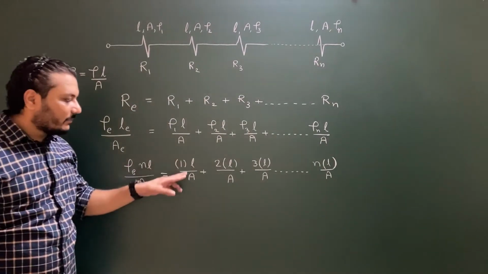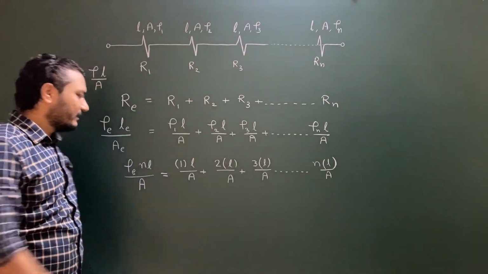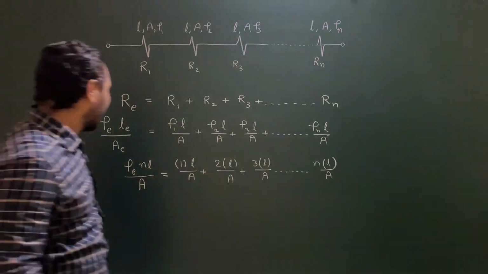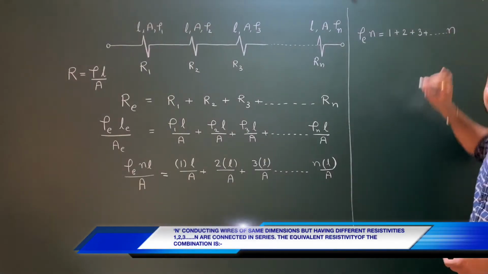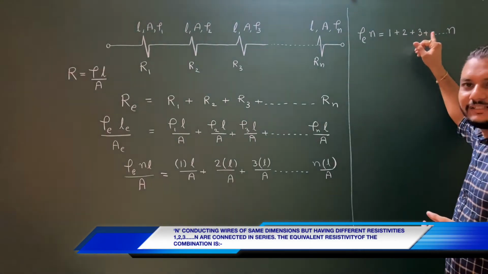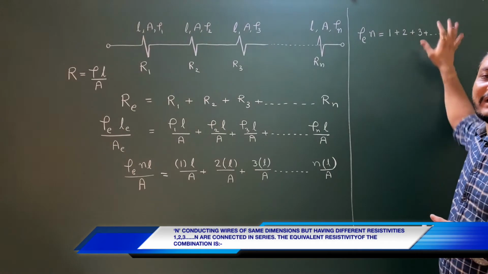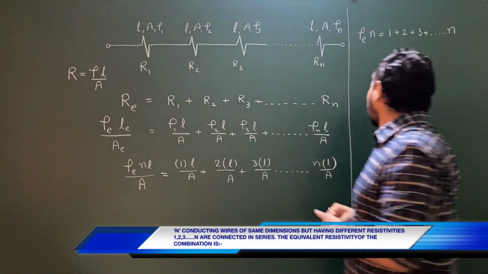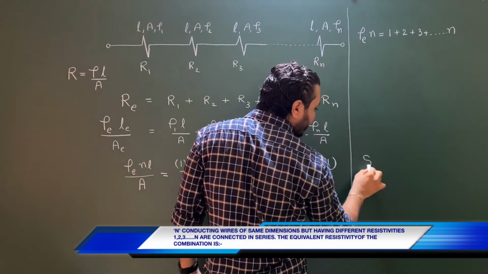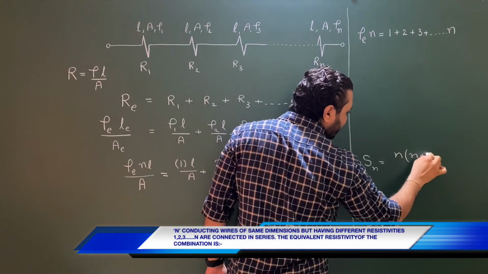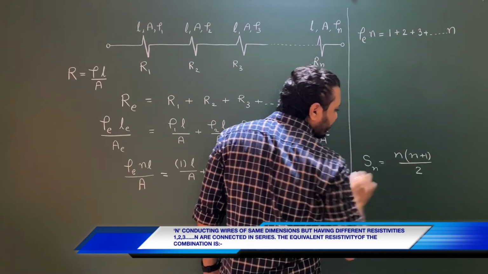Now if you take L by A common from the right hand side, on the left hand side we are having L by A, it will get cancelled. So we will have this equation. Now if you see on the right hand side, it is 1 plus 2 plus 3 and so on, that is sum of first n natural numbers. And in mathematics we have a formula, sum of first n natural numbers is given by n into n plus 1 divided by 2.